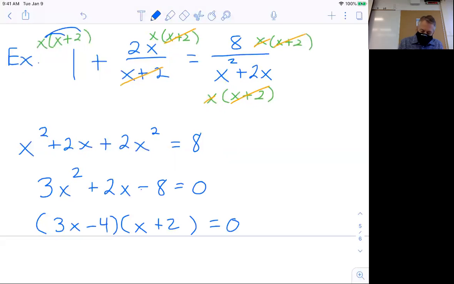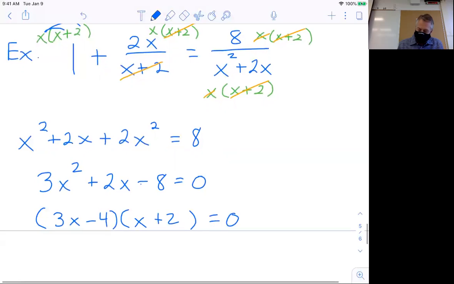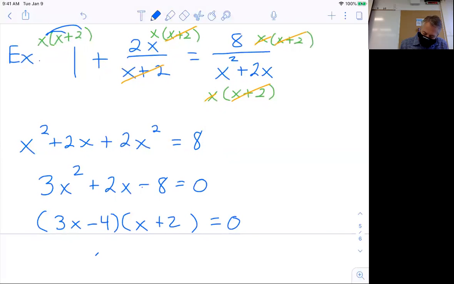Now, if you have trouble factoring that because the leading coefficient is greater than 1, do the quadratic formula if you're good at that. So don't forget our two answers are x equals 4/3. That's what's going to make this equal to 0. And negative 2.